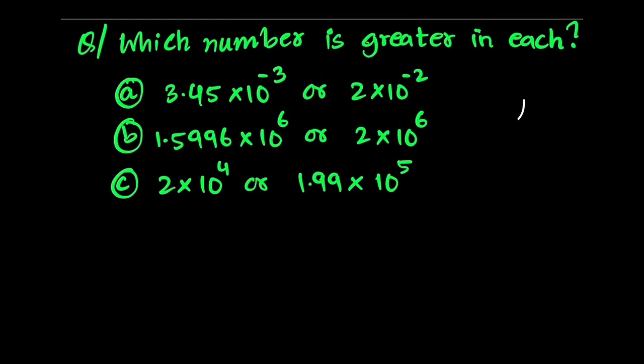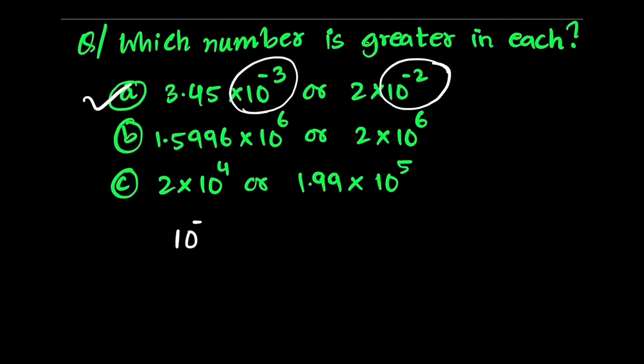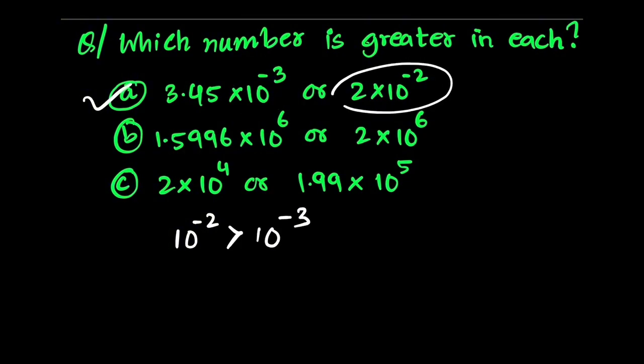So let's look at this last problem, which says which number is greater in each. So to compare the numbers in scientific notation, first compare the power of 10. And if the powers of 10 are equal, then you compare the multiplier. So for the first one, let's look at this power of 10, that is 10 raised to negative 2 and 10 raised to negative 3. Which one is greater? Since 10 raised to negative 2 is greater than 10 raised to negative 3, this number is greater.